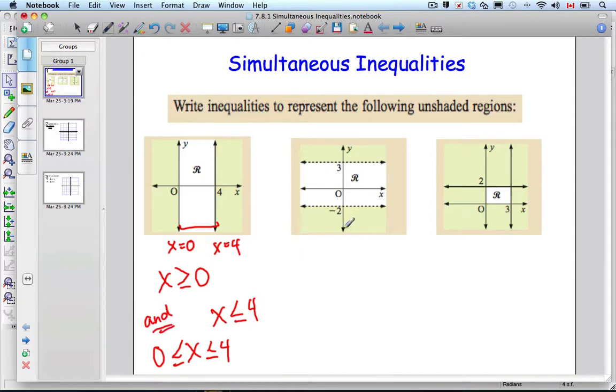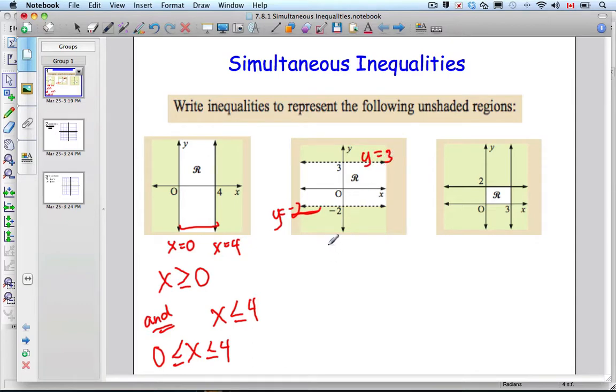Okay. So now we have horizontal lines. Again, no y equals mx plus b. If this is horizontal, then we're going to have y equals negative 2, or y equals 3.